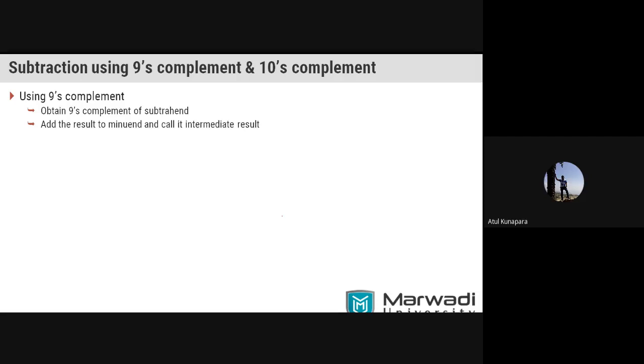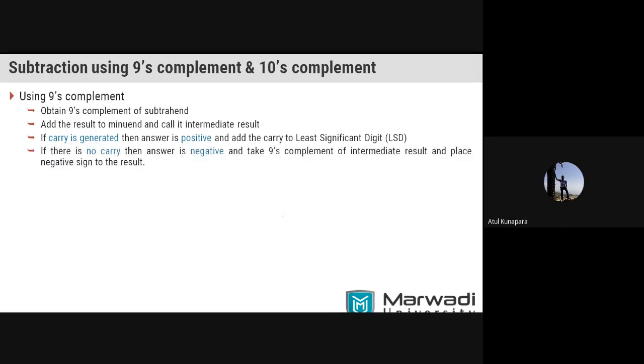Then add the result to the minuend and call it the intermediate result. And if a carry is generated, then the answer will be positive, and if the carry is not generated, then the answer will be negative. So those are the rules for the nines complement method of subtraction. Now let's see the rules for tens complement. Again, you first have to get the tens complement of your subtrahend, then you add that result to the minuend.